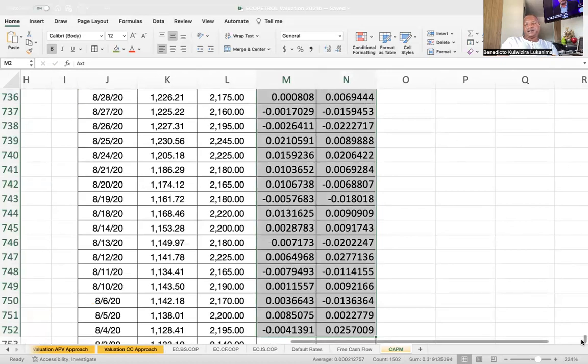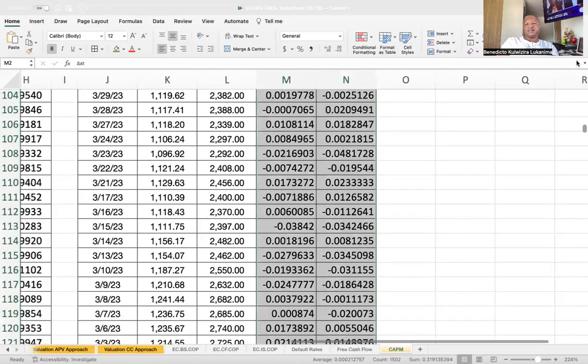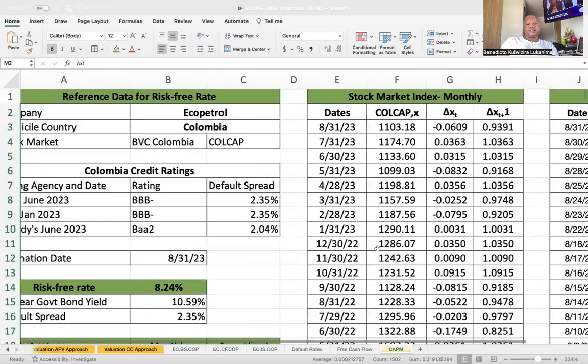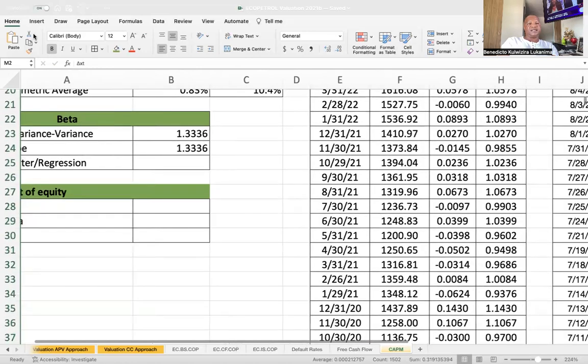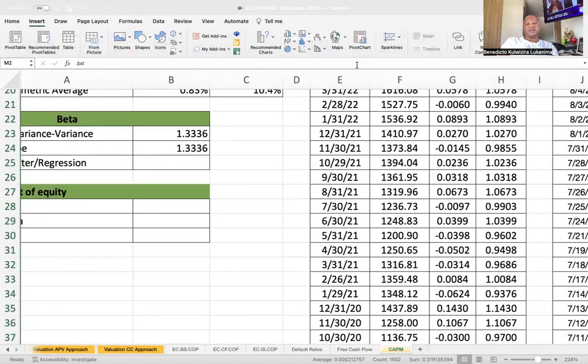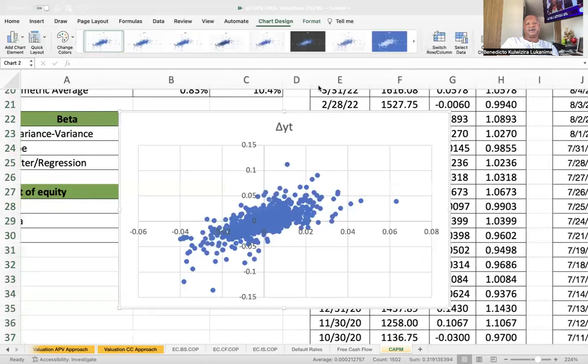So to apply a scatter, I'll select both the market returns and the stock returns. And I will choose where to put the scatter. I'm going to put it here. Say insert, scatter, choose one of the scatter graphs. That is our scatter graph. Y is the dependent variable, and that's how it should appear. There is no data or regression function here.